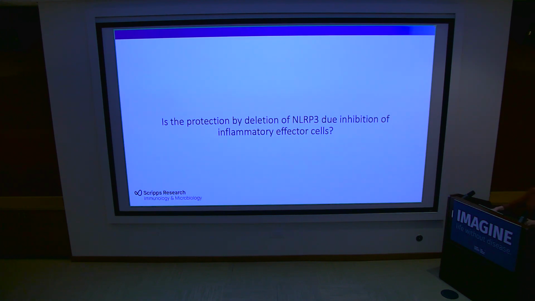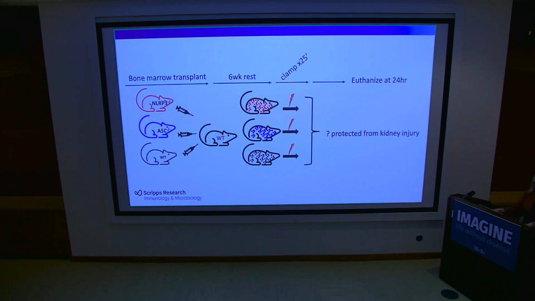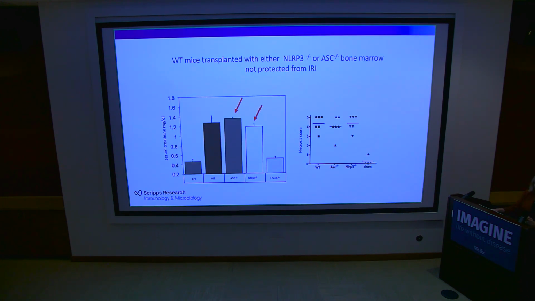So the other question was, was the protection due to inhibition of inflammatory effector cells? And so we did bone marrow transplant, made chimeric mice of either NLRP3 ASC or wild type chimeras, and we found no, that did not protect. There is some, there's less inflammation, but that did not protect from the ischemic injury. And so we're coming back to the renal tubular cell as being an extremely important cell type to target in this arena.